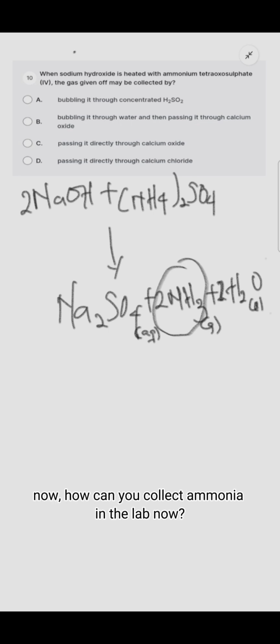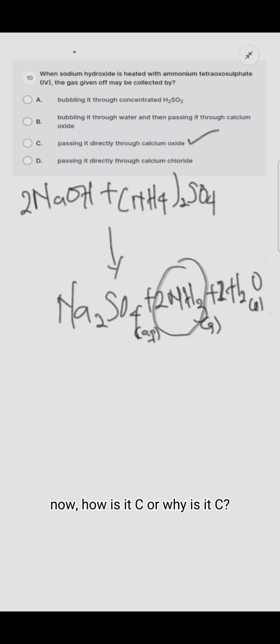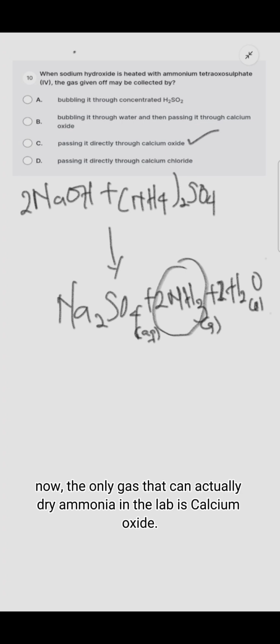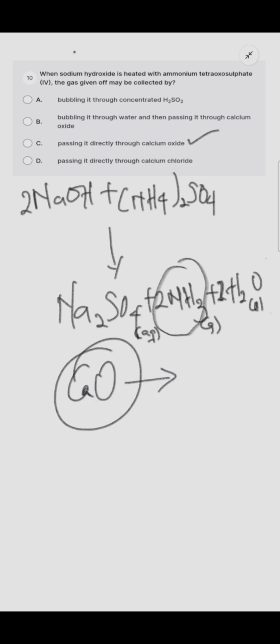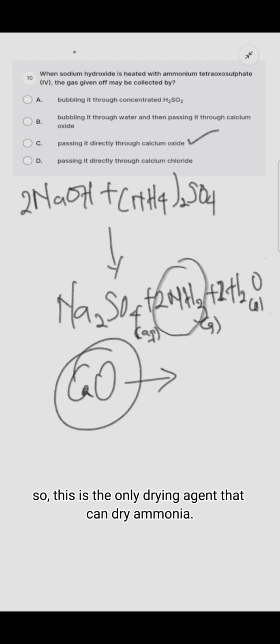Now, how can you collect ammonia in the lab? Now, the correct answer to this question is C, passing it directly through calcium oxide. Now, why is this C? The only drying agent that can actually dry ammonia in the lab is calcium oxide. That is CaO. It's also called quicklime. So this is the only drying agent that can dry ammonia.